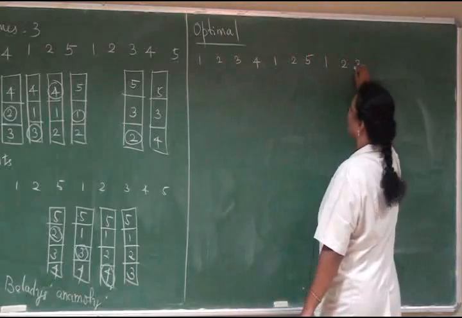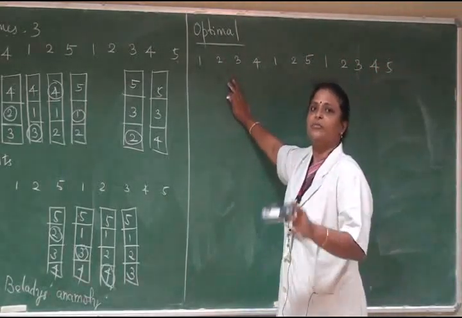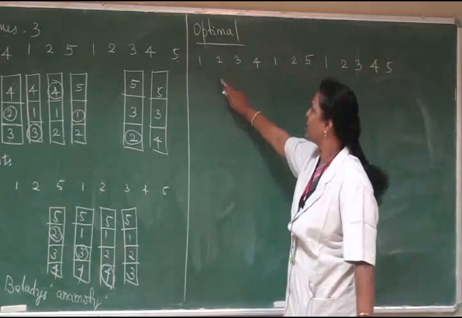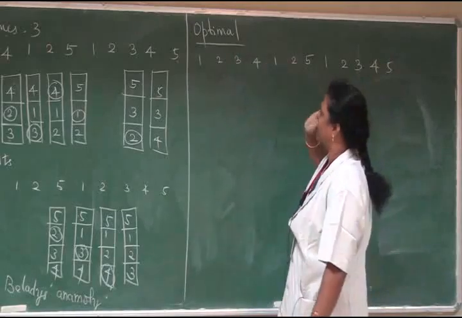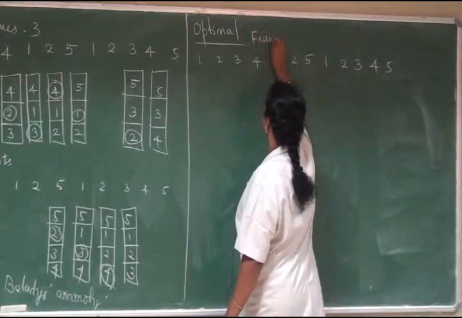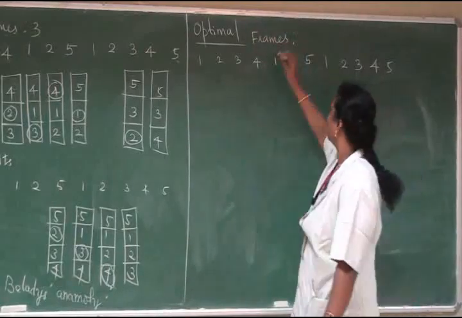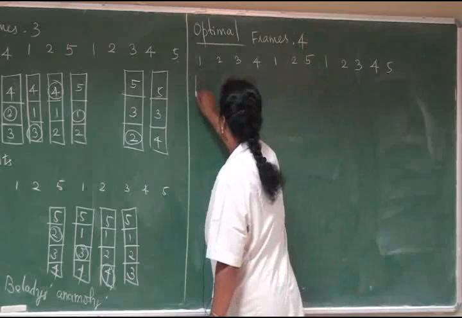1, 2, 3, 4, 5. A page which will not be used for longest period of time is selected as a victim page. So let us assume the number of frames allocated is 4. For all the remaining examples, let us consider the number of frames allocated as 4.